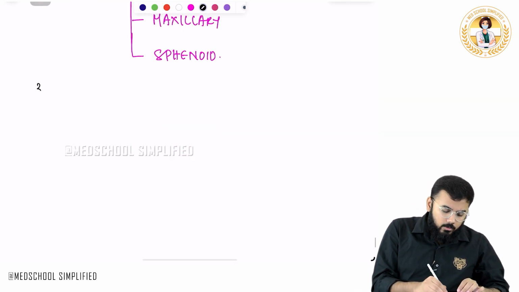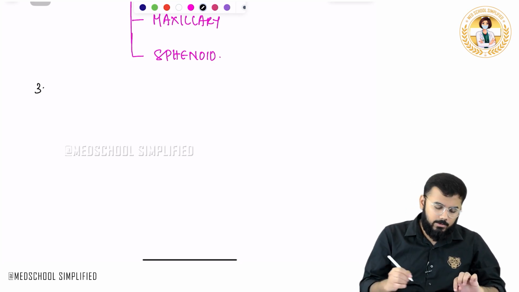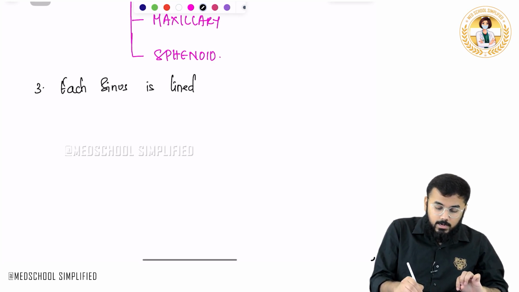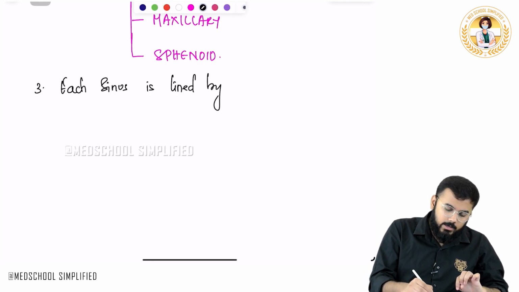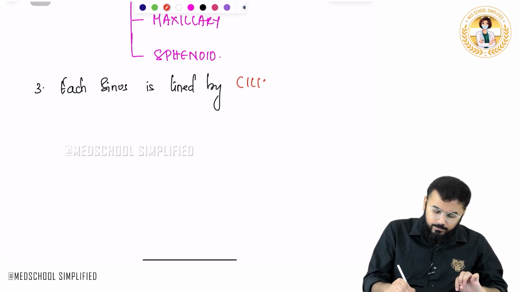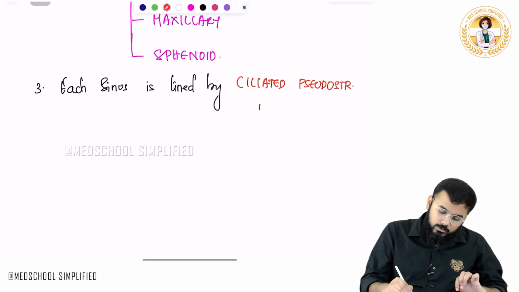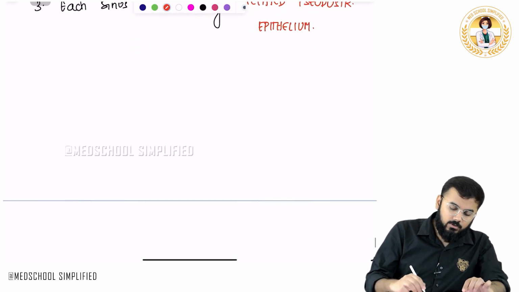So the third important point which you need to know is that each sinus is lined by ciliated pseudostratified epithelium. Each sinus is lined by ciliated pseudostratified epithelium. What is the function of the sinus?